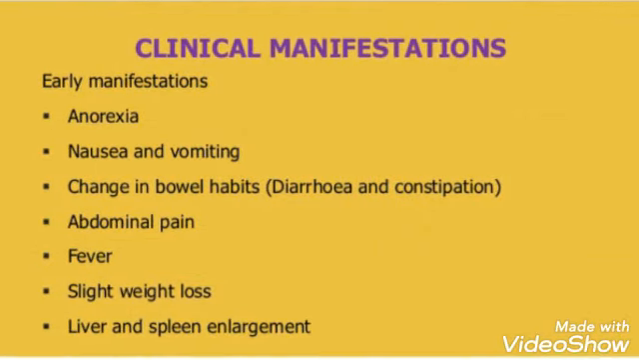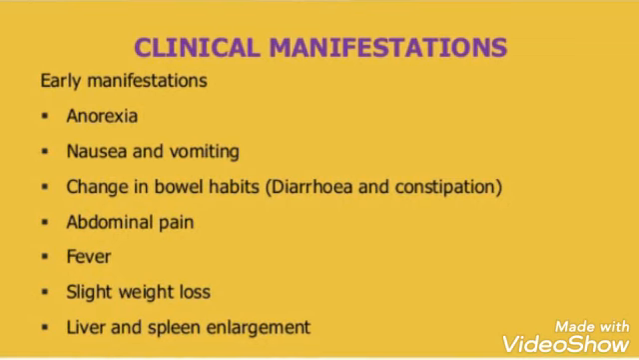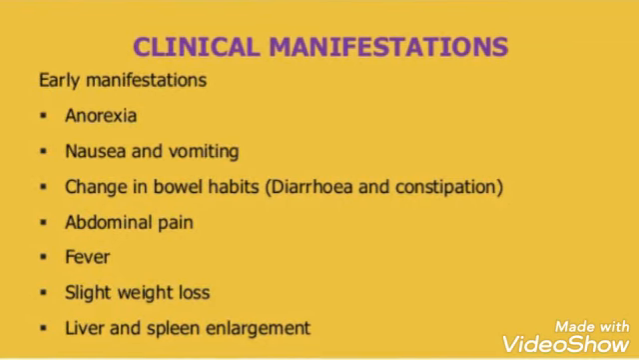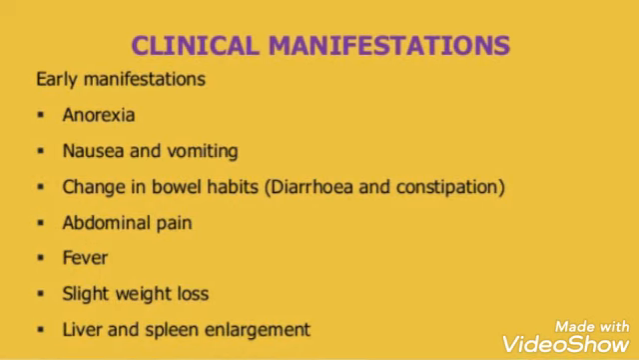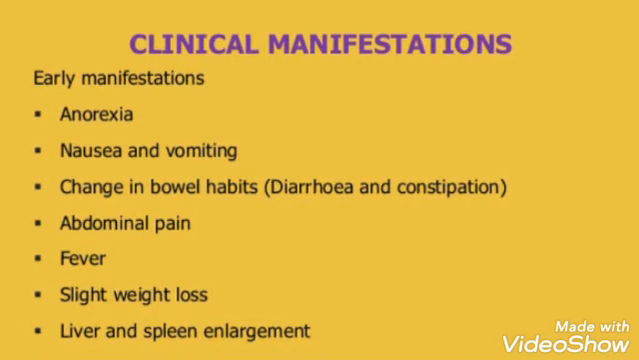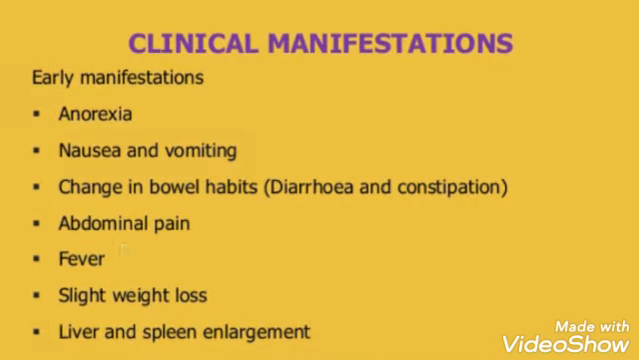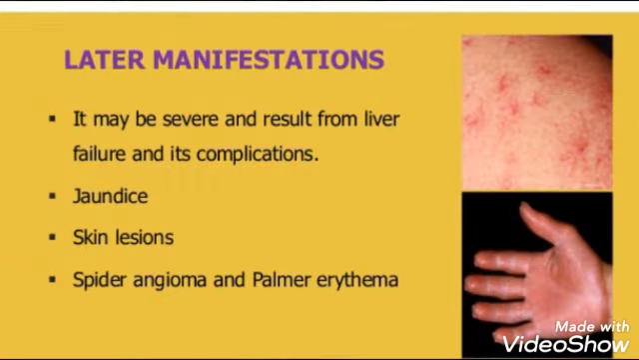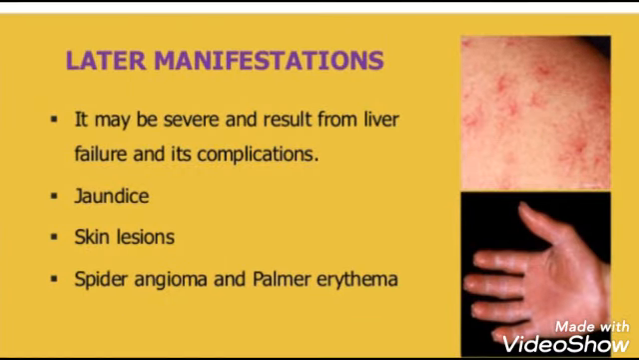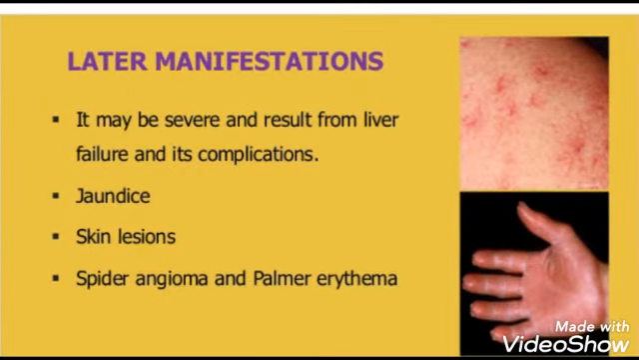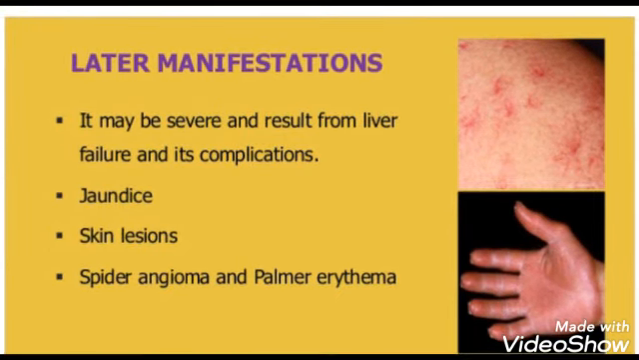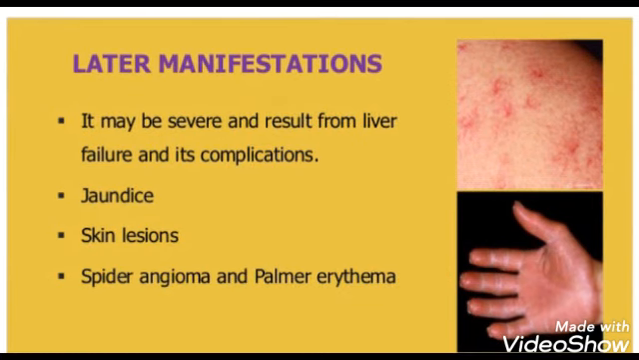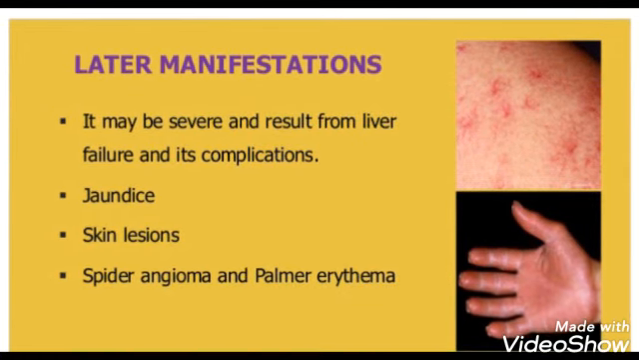Early manifestations are early symptoms you can notice: anorexia, nausea and vomiting, change in bowel habits like diarrhea and constipation, abdominal pain, fever, slight weight loss, liver and spleen enlargement. Then the later manifestations may be severe and result from liver failure and its complications: jaundice, skin lesions, spider angioma, and palmar erythema. So these are the later manifestations when the condition gets severe.